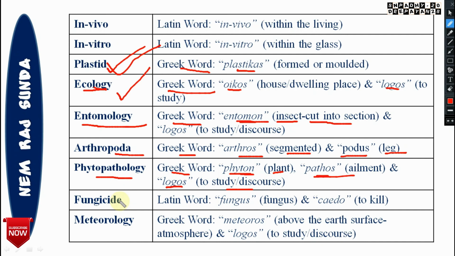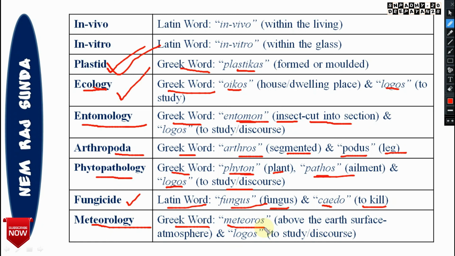Now coming to fungicide, from the Latin words fungus and cedo. Fungus means fungus, and cedo means to kill. Chemicals used to kill fungus are known as fungicides. Similarly, the last one, meteorology, from the Greek word meteoros, which means above the earth's surface. What is there above the earth's surface? Atmosphere. So the study of the atmosphere is known as meteorology.